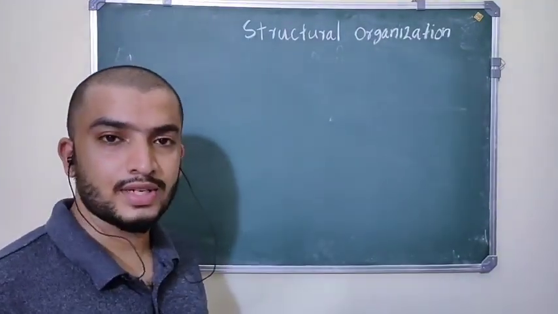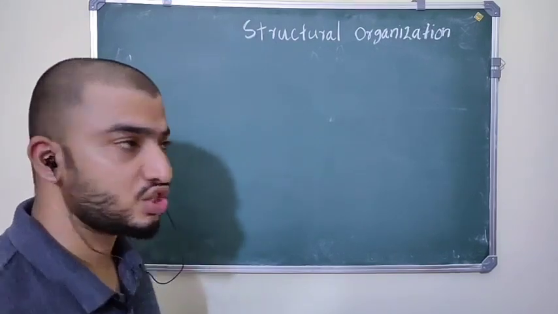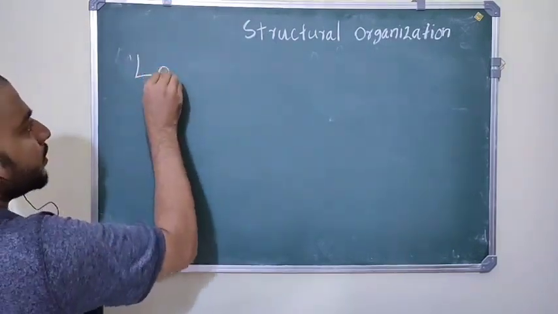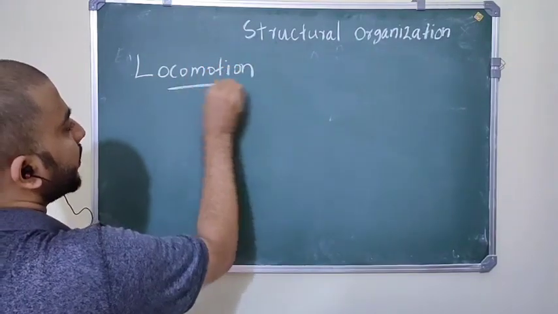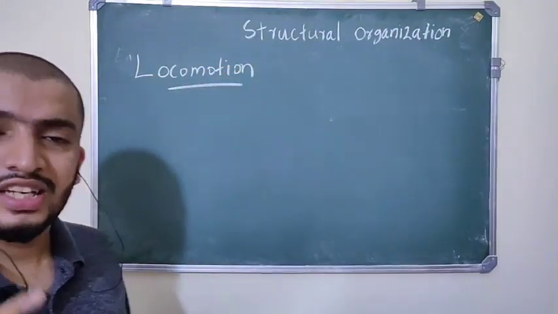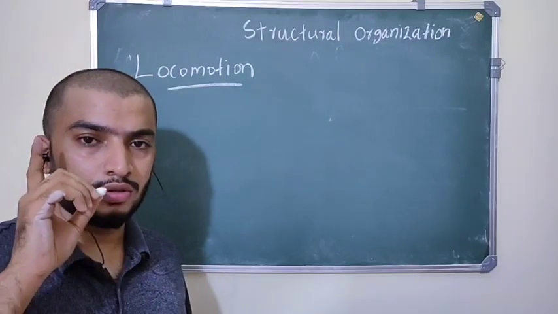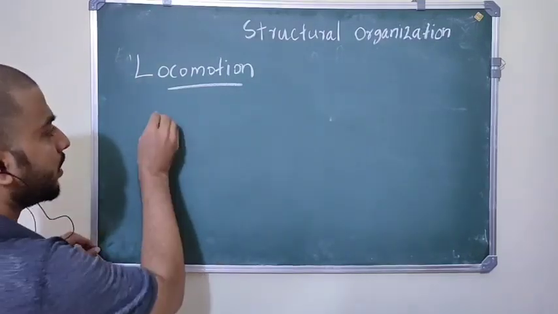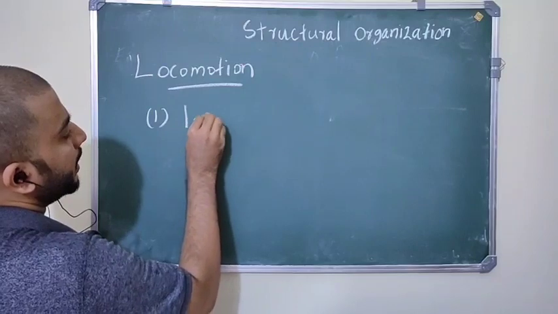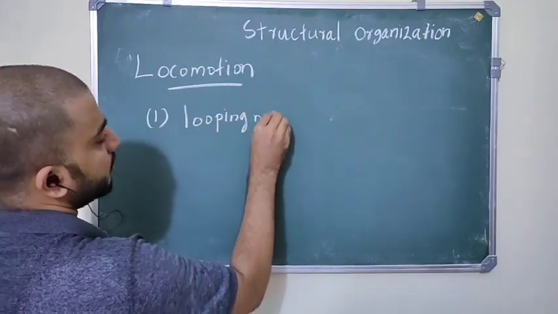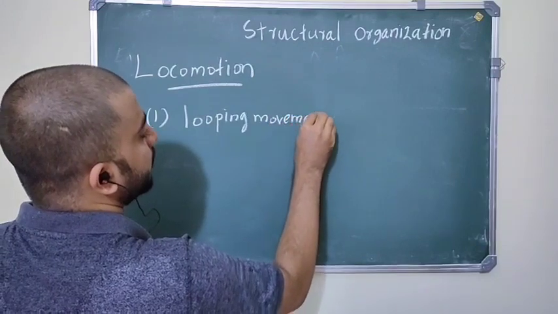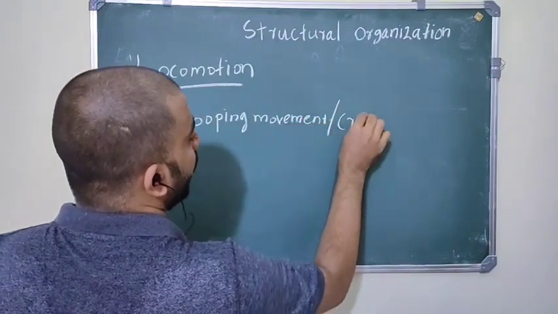Next we are going to discuss the locomotion of the leech. Leeches show two types of movement. The first one is looping movement, or crawling movement.